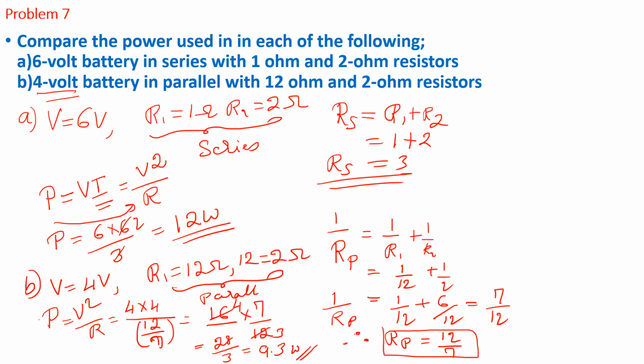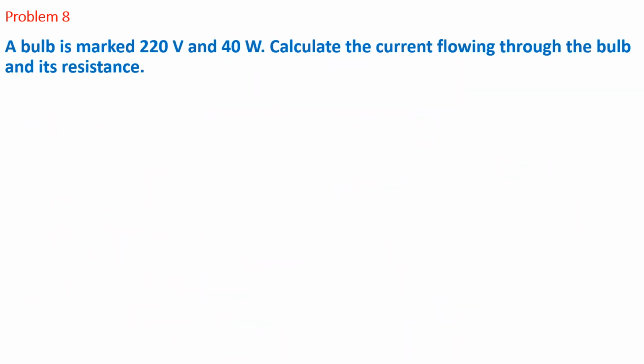So where will the power be maximum? In A, the power consumed in the first case will be greater when compared to the power consumed in B case. Power consumed in A case is 12 watt. Power consumed in B case is 9.3 watt. That is the answer for that particular question.